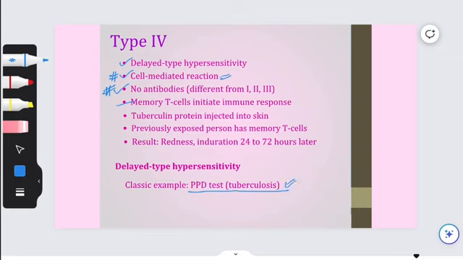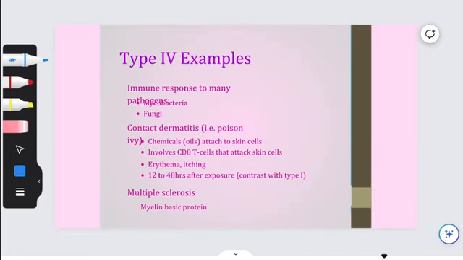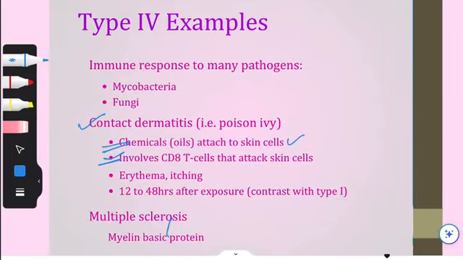A couple of diseases that are good examples of type 4 hypersensitivity are contact dermatitis, which includes poison ivy. This happens when chemicals like plant oils attach to your skin cells and then CD8 T cells recognize those oils and attack the skin cells. This leads to erythema and itching. And as you know, if you have ever had poison ivy, it doesn't occur immediately. It occurs the next day or the night after. It takes about 12 to 48 hours for this delayed type hypersensitivity reaction to occur.